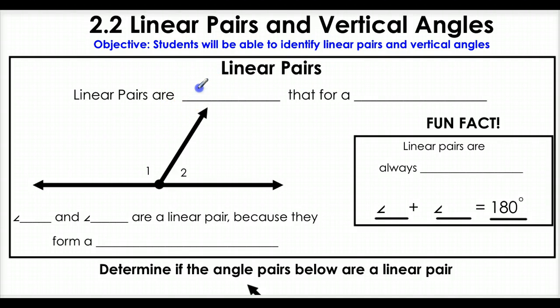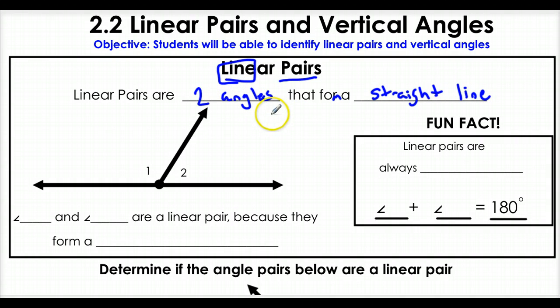Linear pairs are two angles, because they're a pair, that form a straight line. All right, they form a straight line. And let's look at this word right here, linear pair. The main word there is line, so just think line pair, okay?